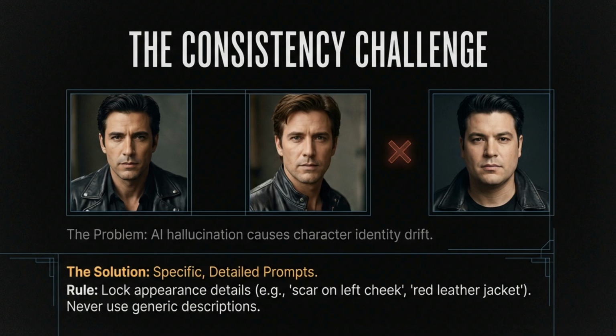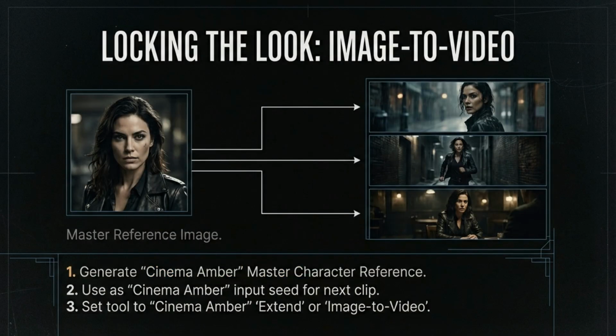The consistency challenge arises from AI hallucination, causing character identity drift. The solution is using specific, detailed prompts. Never use generic descriptions. Always lock appearance details, like a scar on the left cheek or a red leather jacket. To lock the look, use the image-to-video method with a master reference image. Generate a character reference, use it as an input seed for the next clip, and set the tool to extend or image-to-video to maintain consistency.